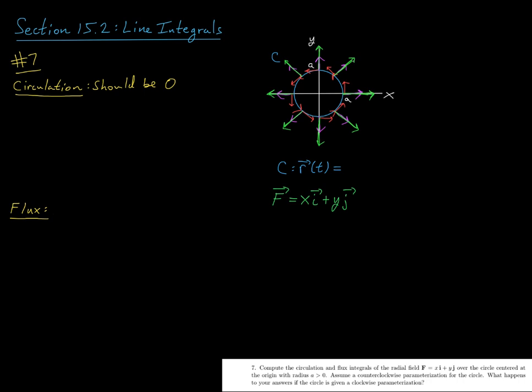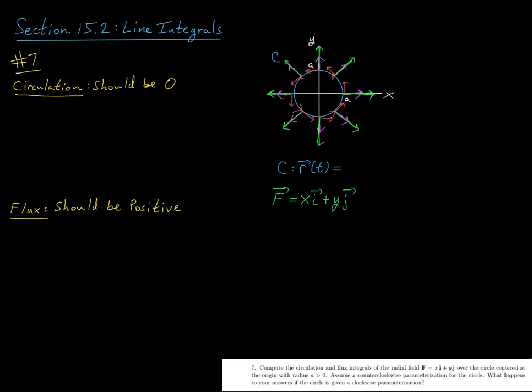What about the flux? Well, that was a sum of all the normal components of our vector field as we move along the curve. And here, since the field is always parallel to this outward pointing normal vector, that's going to give us a positive normal component at every point. So when we sum those all up, we should get a positive value. So this should be positive.